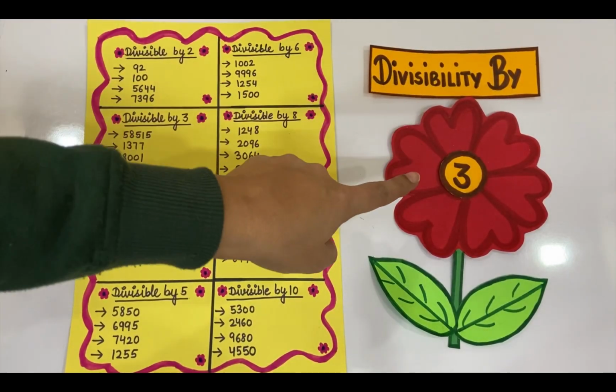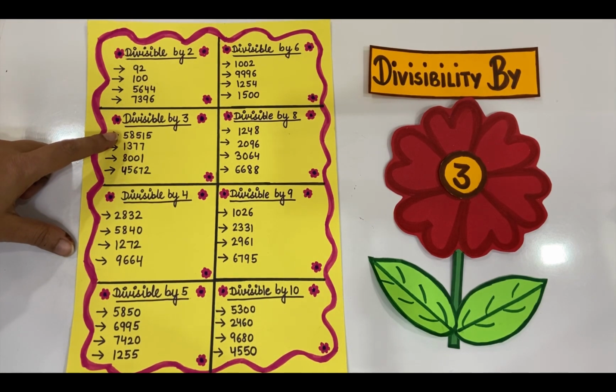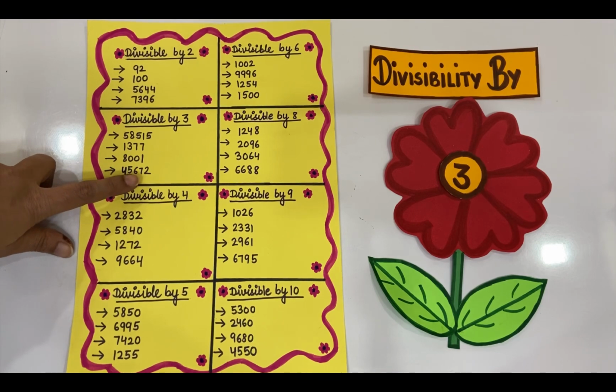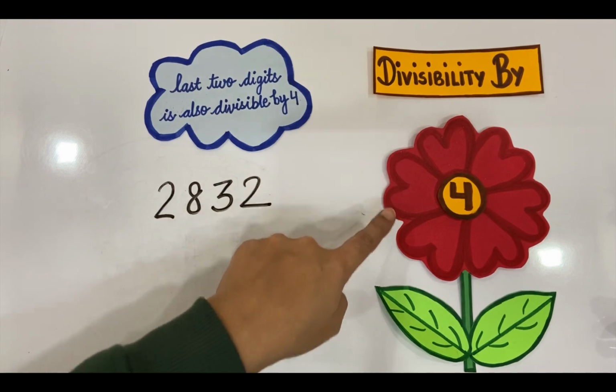Now divisibility by 3. If the sum of all the digits is divisible by 3, then the whole number is divisible by 3. For example, 58,515, 1,377, 8,001, 45,672.